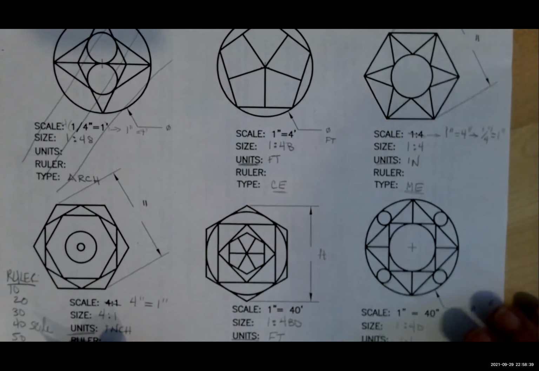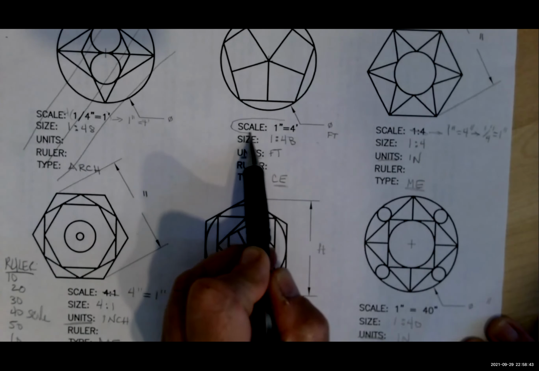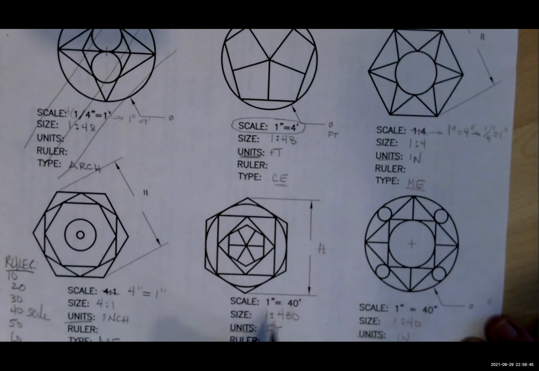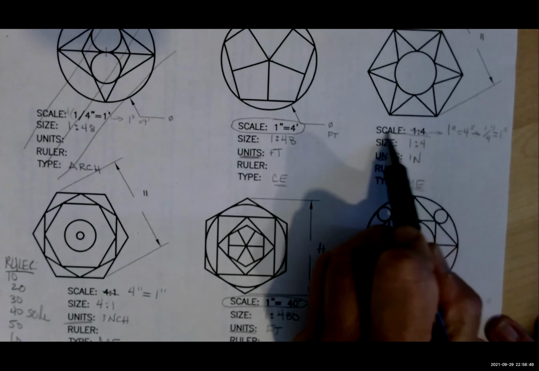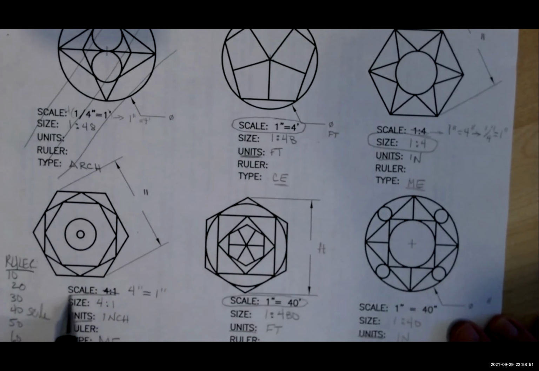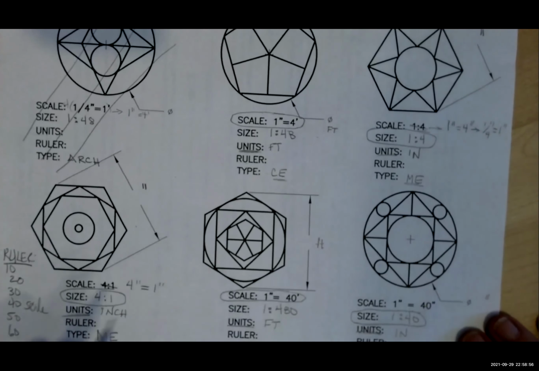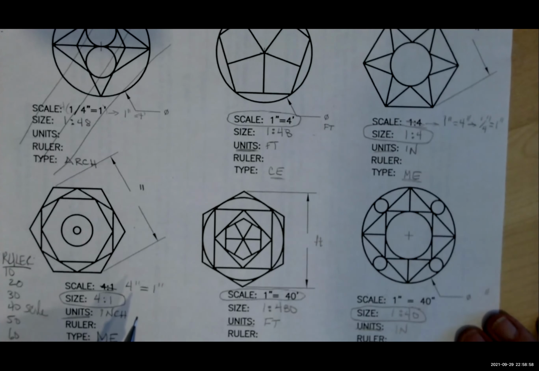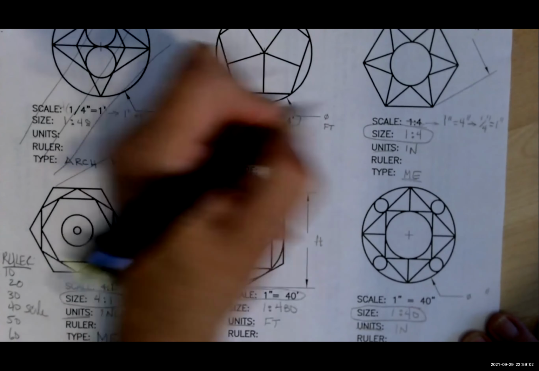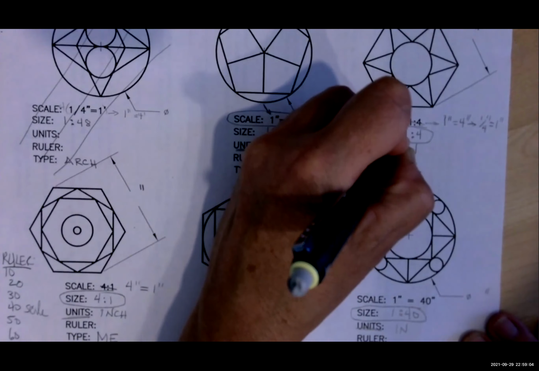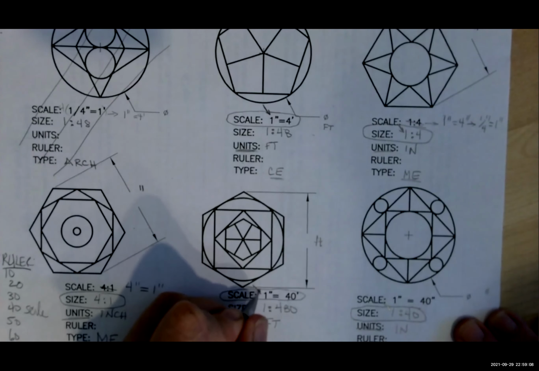Remember, with civil engineering scale, we look at the scale. And with mechanical engineering, we look at the size, and the size determines which ruler we're going to use on the triangular scale. Because it's important that we have a 1 on the left side. All these have a 1 on the left side.